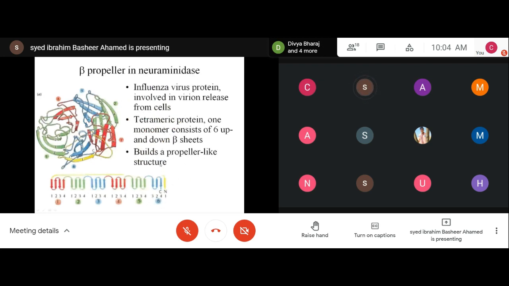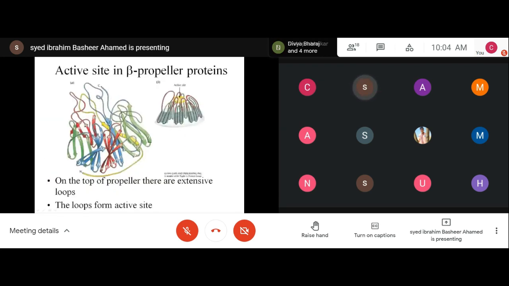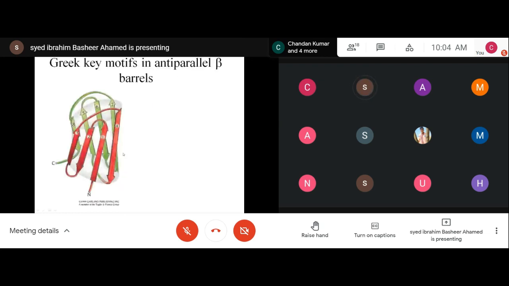The active site is present in the loop region, on top of this loop region. You can see it is making a kind of blade. Each individual domain makes a kind of fan of the propeller. So the active site is here.